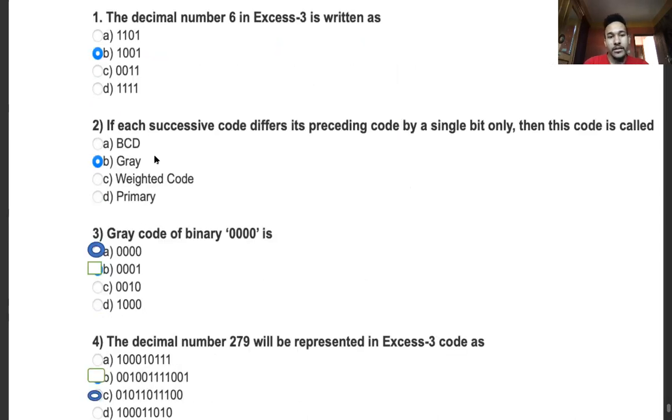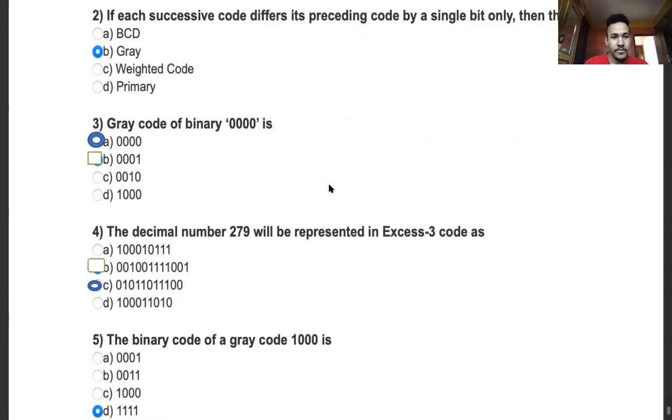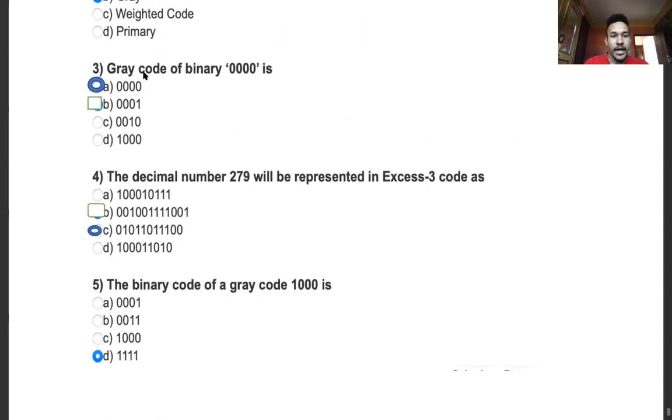Similarly, this one's a definition type. If each successive code differs from its preceding code by a single bit only, then this code is called obviously gray code. And the gray code of binary 0000 is the same. It's because writing the MSB 0 as it is, and adding 0 and 0 are same. So we write the other results also as 0, and we get 0000.